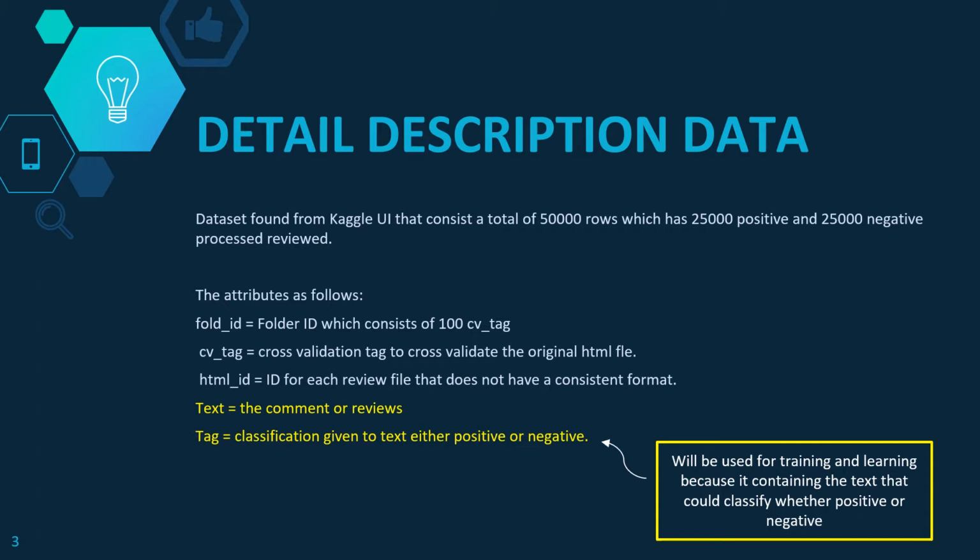In this text classification using Keras, the only data being used for the model to be trained and learned is the text attribute, and it will be compared to the tag attribute to calculate and predict the accuracy of the model. This is due to text being the only attribute containing the text that will be learned by the model and classified as positive or negative.